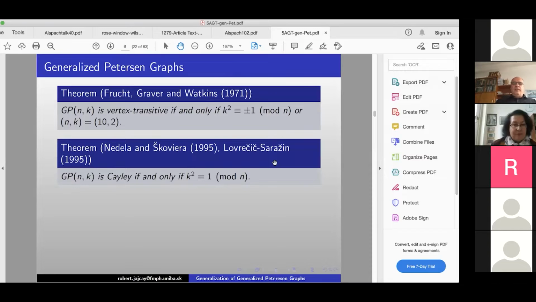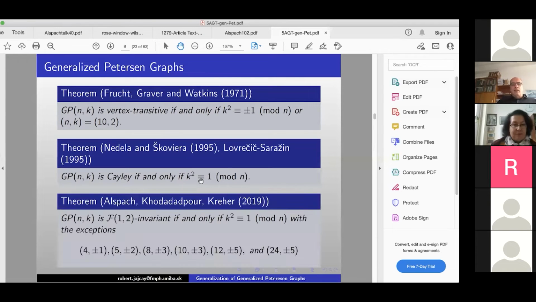Then a more precise result, due to Nedela and Škoviera and Lovrečič Saražin from 1995, tells you when these graphs are Cayley, and the answer is they're Cayley if and only if k squared is congruent to 1. So roughly half of this, or no, that's not correct, but only one gives you Cayley. Again, this is a wonderful result because it's very clear how to check. If you want a Cayley graph, you know how to take the parameters, and if you get the parameters, you immediately know whether it's Cayley or not.